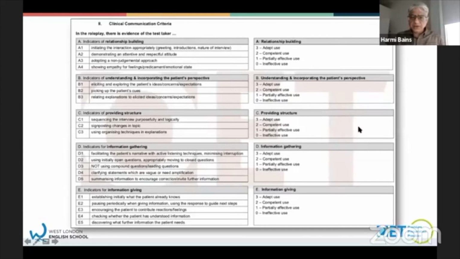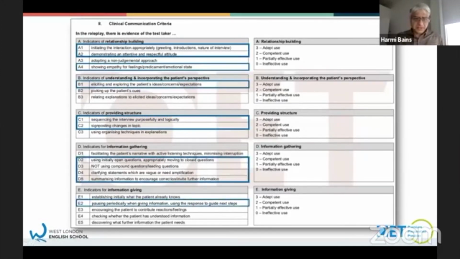Okay, if we look at the criteria, and we can add a few things here, and you can see now I've ticked a few more boxes as well. If you look at the first box, indicators of relationship building. If you look at point 4, it says showing empathy for feelings, predicament, or emotional state. Showing empathy, you can see there you get marks as well.